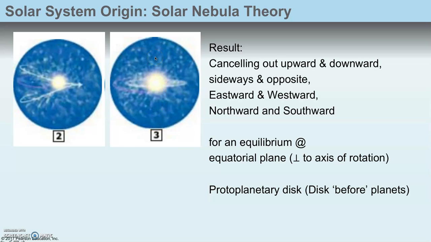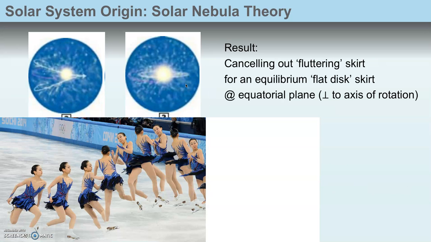And when those pushing out motions go up and down, and they're going up and they're going down, they cancel out right perpendicular to the axis of rotation. This is known as a protoplanetary disk that forms in solar systems perpendicular to the axis. And this is the equatorial plane that became our ecliptic. Now you might ask why this is happening perpendicular to the axis of rotation.